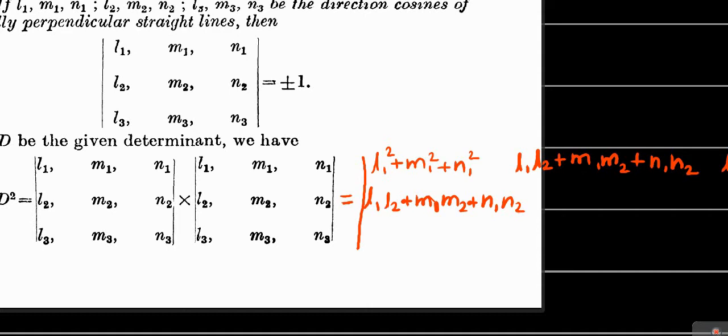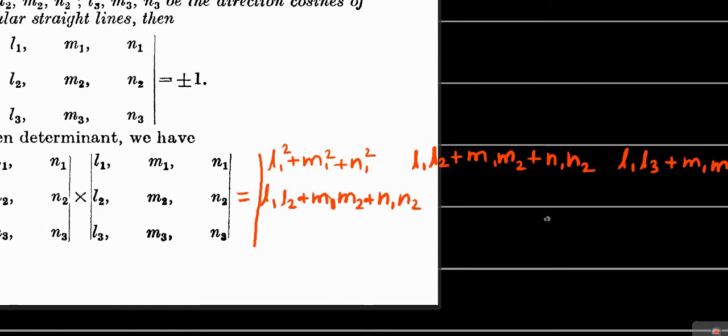Now, next one is the product of second row of the first determinant with the second row of the second determinant, which will be the L2 into L2 means L2 square plus M2 into M2 is M2 square plus N2 into N2 is N2 square. So, it is L2 square plus M2 square plus N2 square. That also I am writing here.